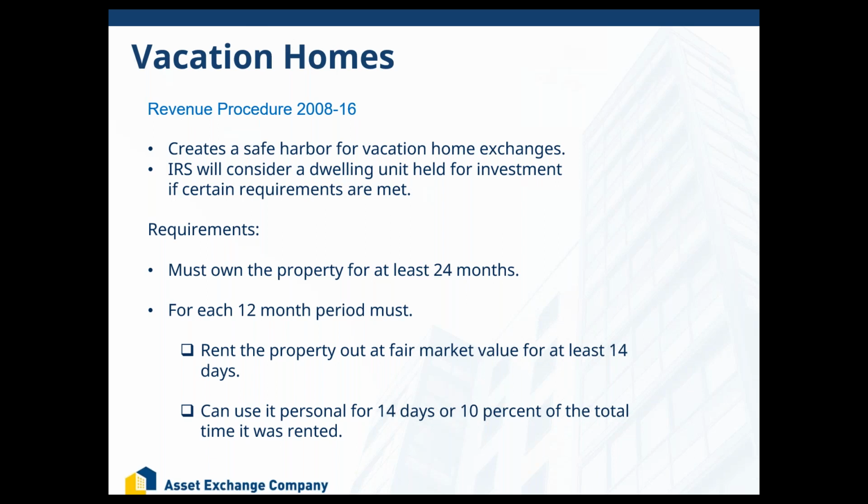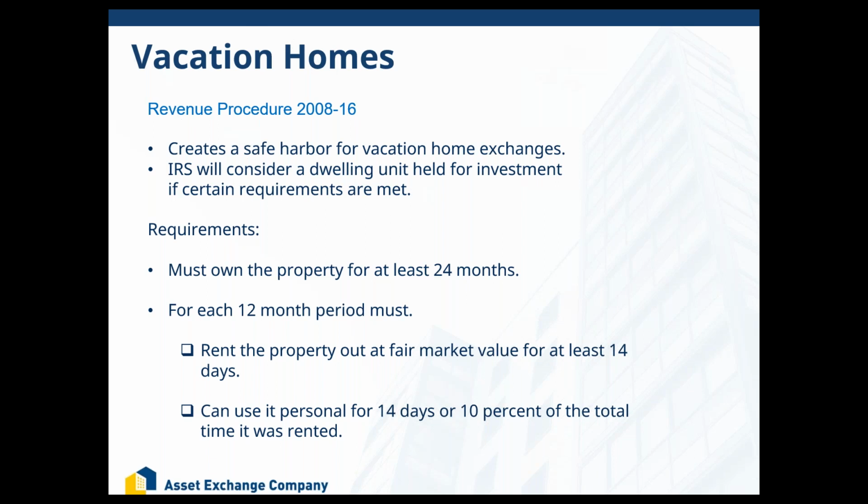Now, for every 12-month period of ownership, you must rent the property out for a minimum of 14 days at fair market value. You can use it for some personal use. For every 12-month period of ownership, you can use the property for 14 days personal use, or 10% of the total time that you had it rented during that 12-month period.